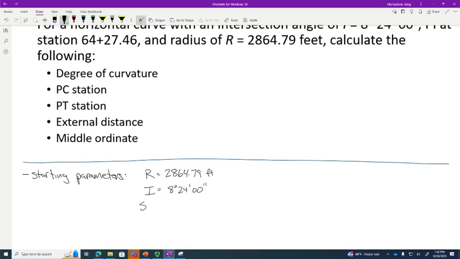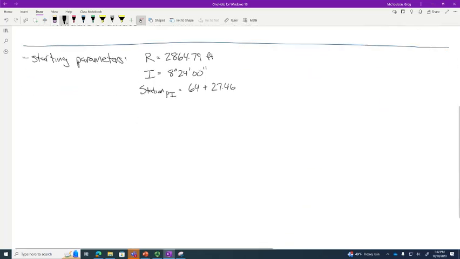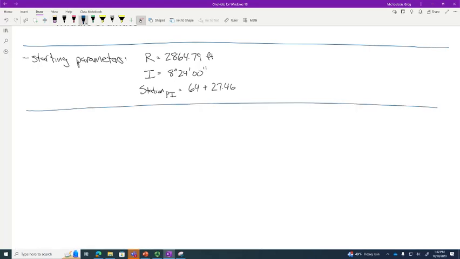And then the station of the PI .46. And we're just going to handle these one at a time. Okay. So can anybody find a really easy formula in here that, given the data I have, how would I compute D? And by the way, while it's not here in the reference manual, D is also DA.